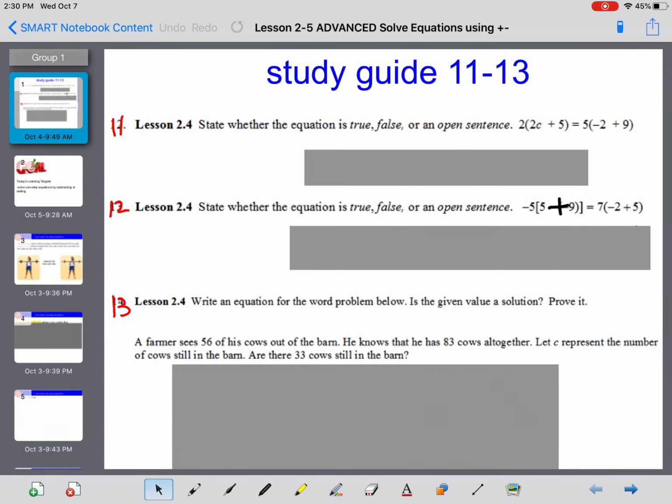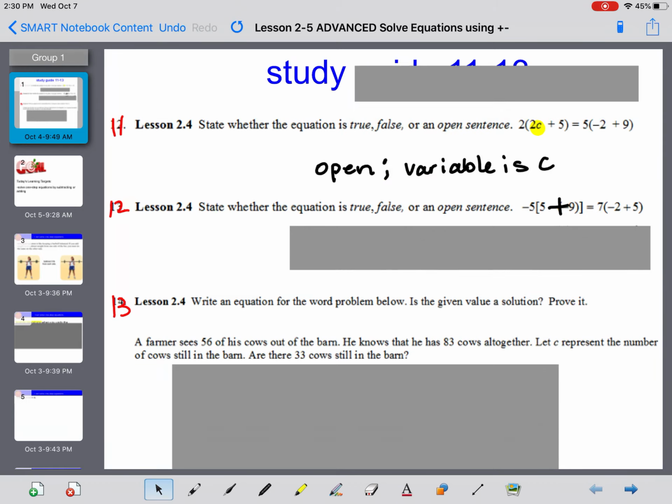The first question asks us to state whether the equation is true, false, or an open sentence. Because I see that there is the variable c in this expression or equation, I know that this is an open sentence.